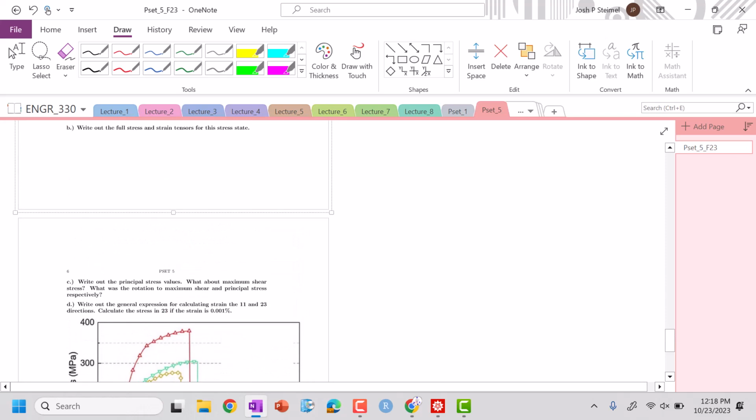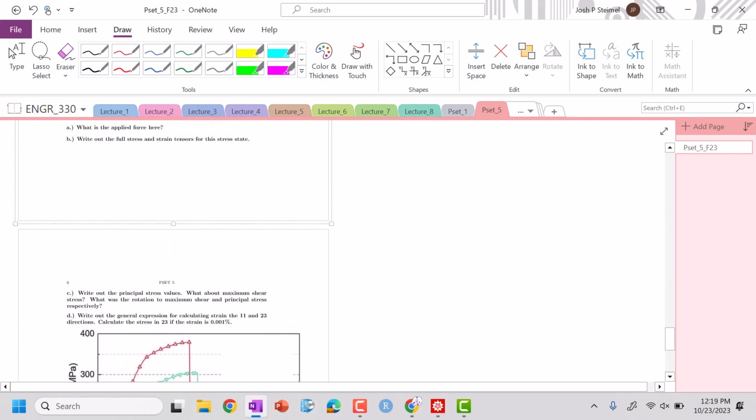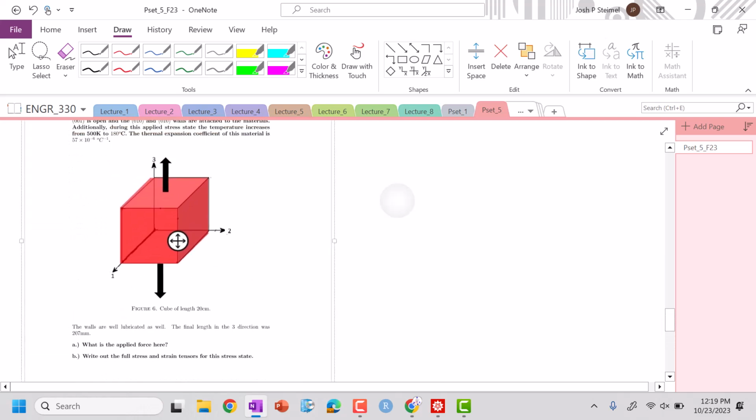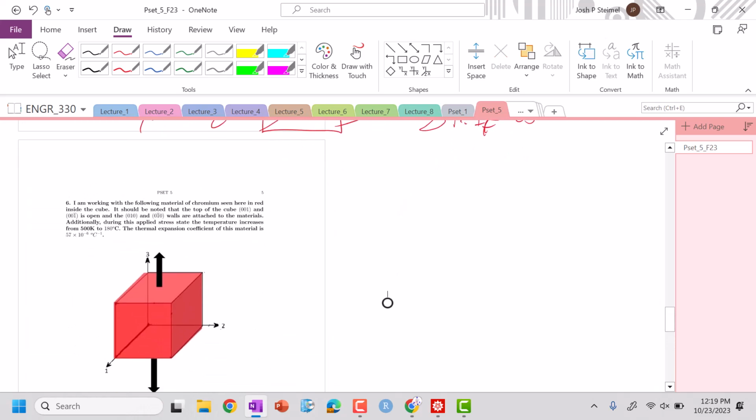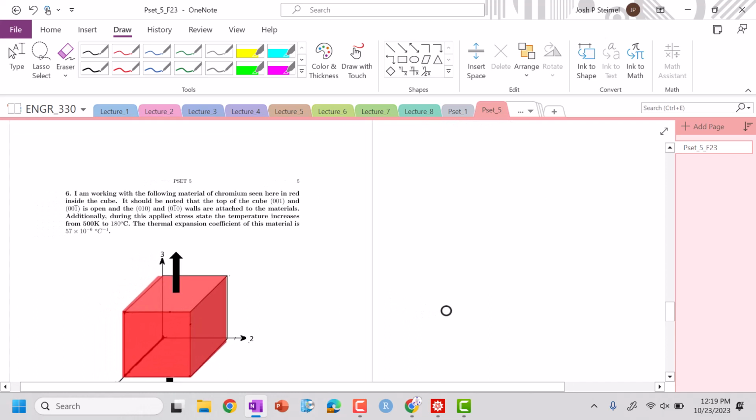All right, so let's go ahead to our final question, excuse me, not final answer. I'm working with the following material, chromium, which is seen here in red inside the cube. It should be noted that the top of the cube is open, and at these planes, they're attached.